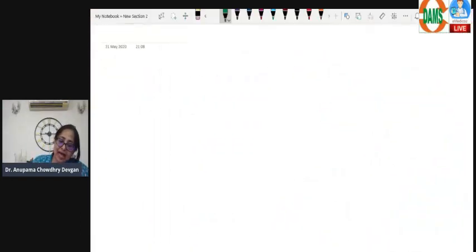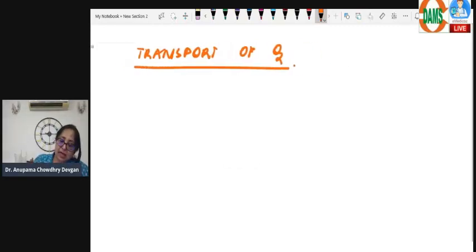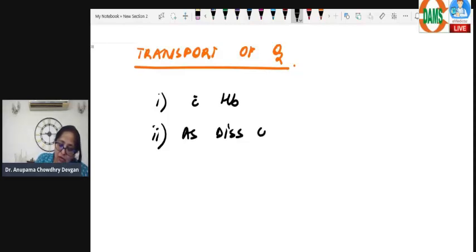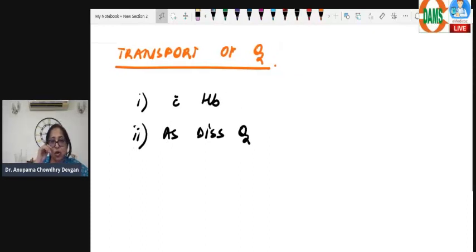Next, let's have a look at transport of gases, gaseous transport. Transport of oxygen occurs in two ways. Number one, with hemoglobin, and number two, as dissolved oxygen. Transport of oxygen occurs in two ways, with hemoglobin and as dissolved oxygen.